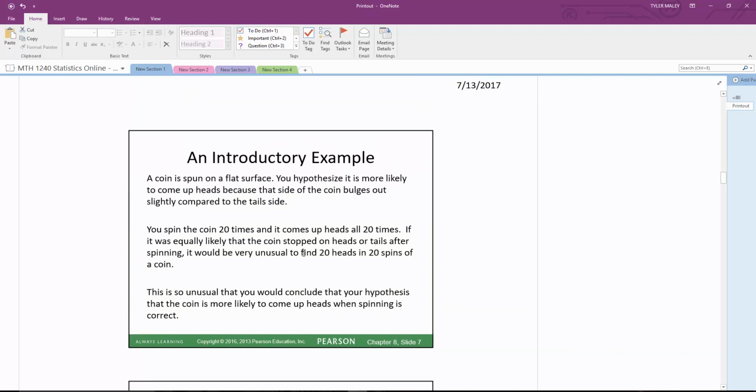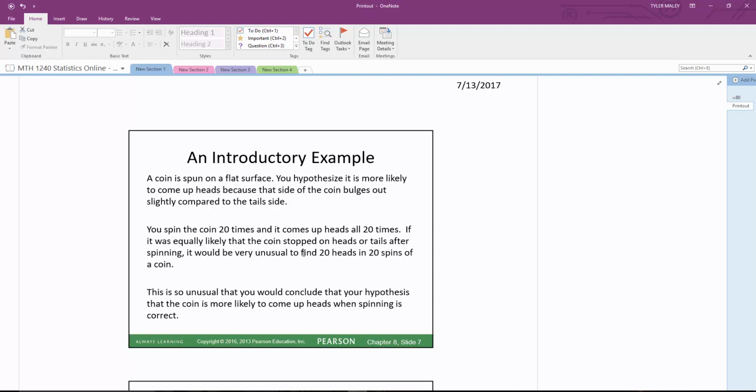So here is an introductory example to get us started. Imagine a coin is spun on a flat surface. We are hypothesizing it is more likely to come up heads because that side of the coin bulges out slightly compared to the tail side, right? So that's what our claim is. So we spin the coin 20 times and it comes up heads all 20 times.